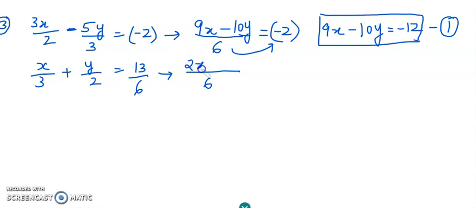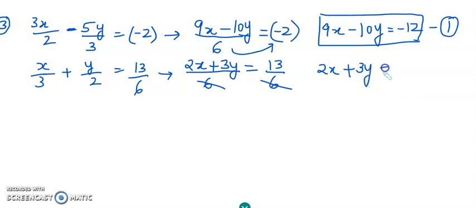So it becomes 2x plus 3y is equal to 13 by 6. Now if you see, there is a denominator on the left which is 6 and the right is also 6. So both the denominators are the same, so cancel it off. So we'll get 2x plus 3y is equal to 13. So that is my second equation.